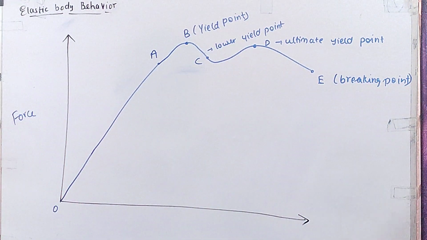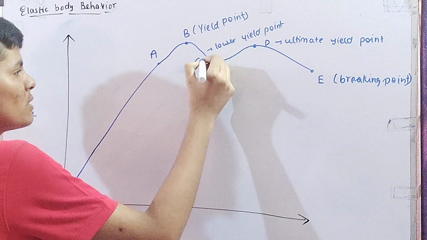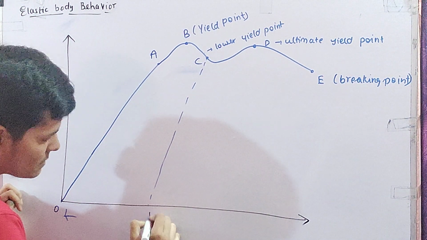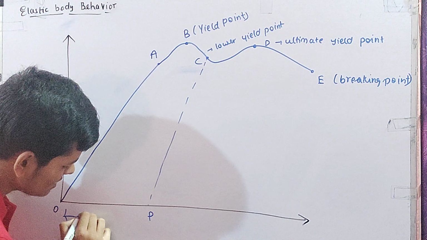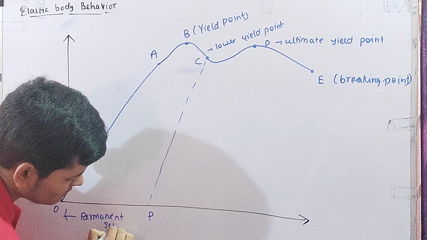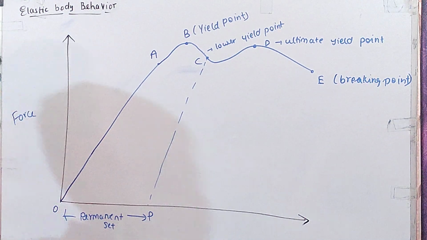Now, what does this represent? One more thing about C is we have to draw something like this. And let us take this as point P. This is called the permanent set.